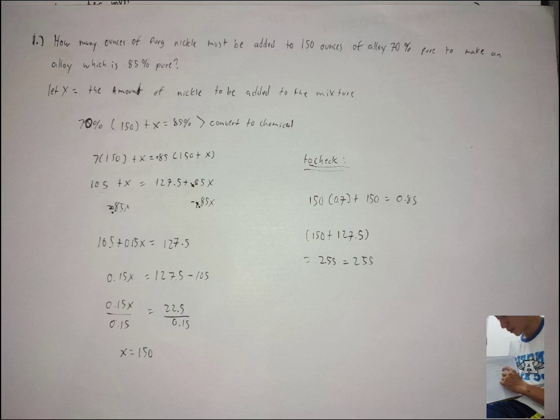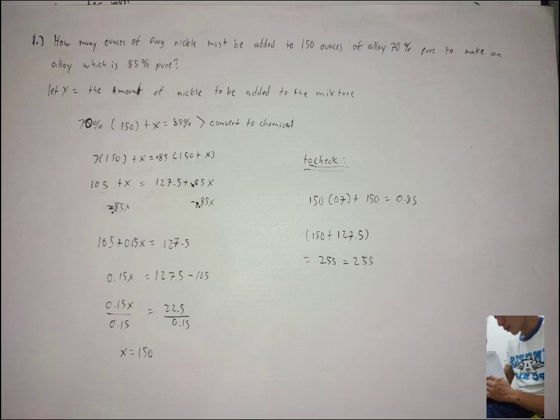So 70% multiplied by 150 plus X is equal to 85% of 150 plus X. Convert to decimals: 0.7 multiplied by 150 plus X is equal to 0.85 times 150 plus X. So 105 plus X is equal to 127.5 plus 0.85X. Subtracting 0.85X from both sides, 105 plus 0.15X is equal to 127.5.